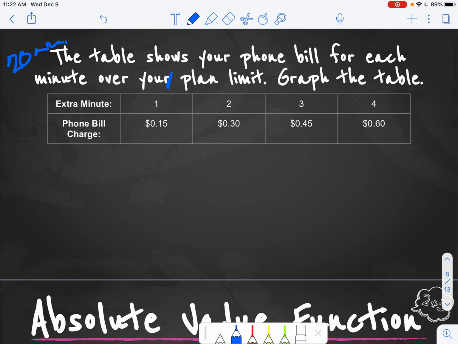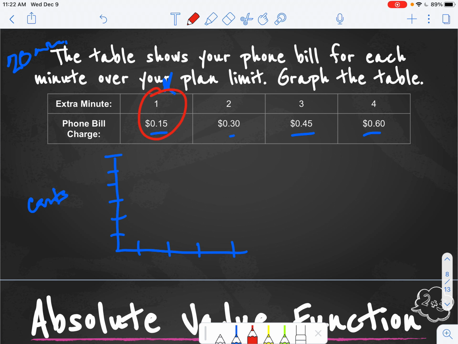And then part of your plan is saying, well, if you go 1 minute over your talk time, or up to 1 minute over, then it's an extra 15 cents. If you go 2 minutes, 30, 3 minutes, 45, 4 minutes, 60. So if we are supposed to graph this table, what we would do is we would have minutes on the bottom, so we go up to 4, 1, 2, 3, 4, and then we would have our cents on the side. I'm going to count by tens, so 10, 20, 30, 40, 50, and 60.